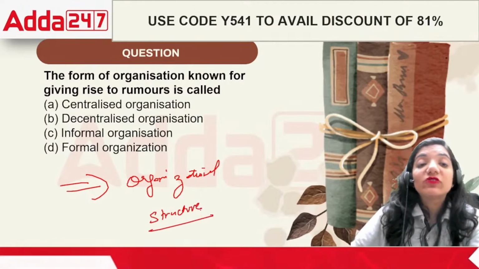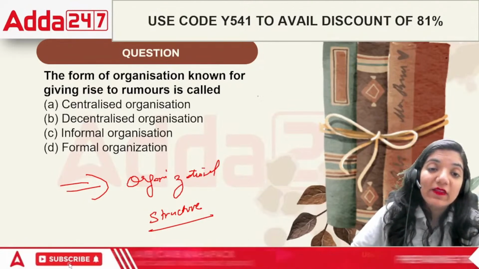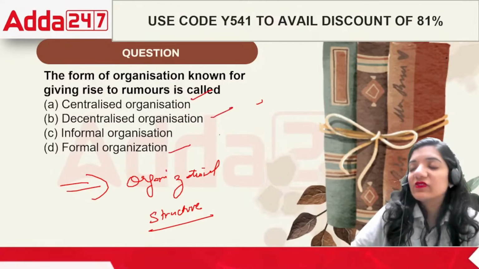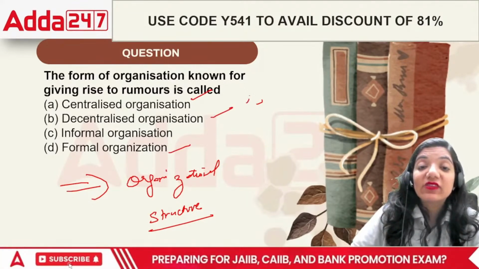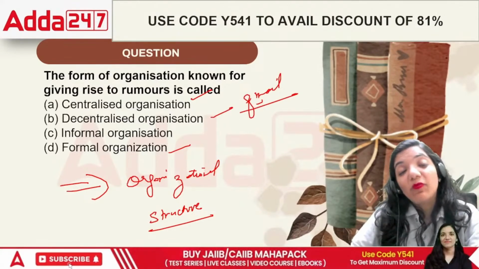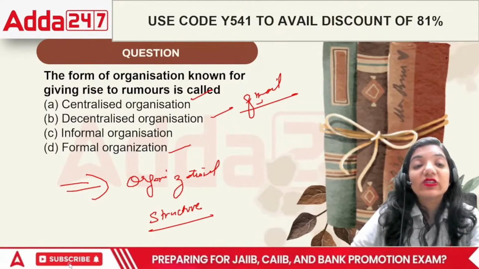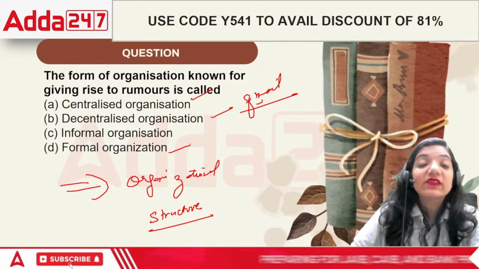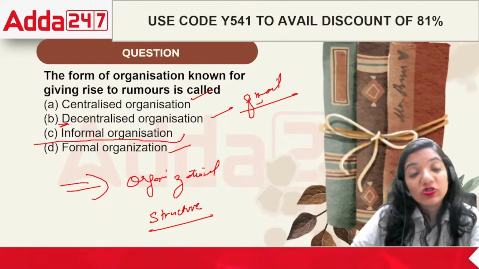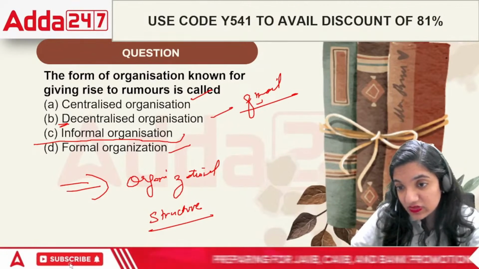Right? The form of organization which gives rise to rumors. Whenever there is communication required in centralized, formal or decentralized organizations, it is done through mails. If it is done through mails, that is a formal way of talking to each other. And when we talk about the form of organization that is known to give rise to rumors, that is basically informal. You cannot control the mouth of the people. If they want to talk about you, then they will talk about you, and this will hamper the working of these organizations, right?